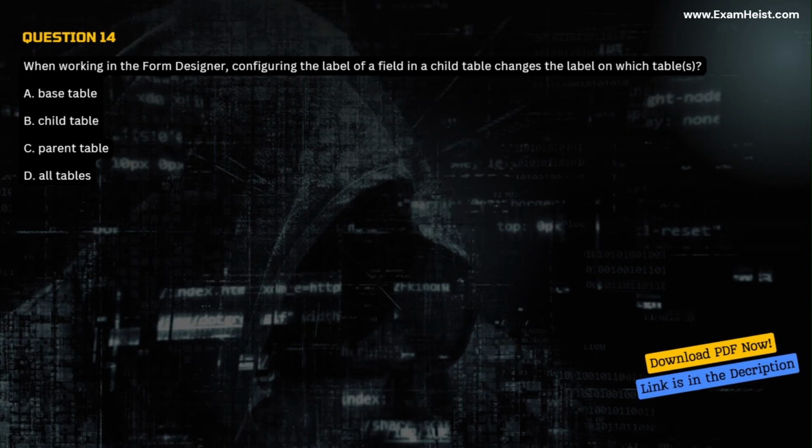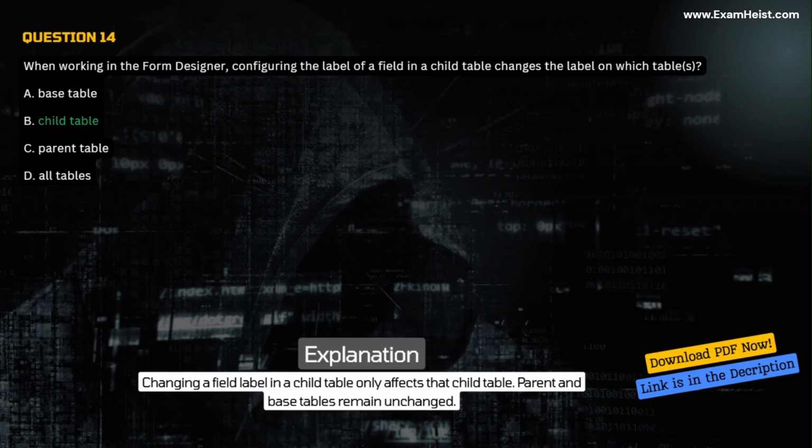Question 14. When working in the Form Designer, configuring the label of a field in a child table changes the label on which tables? A. Base table. B. Child table. C. Parent table. D. All tables. Correct answer B. Child table. Explanation. Changing a field label in a child table only affects that child table. Parent and base tables remain unchanged.